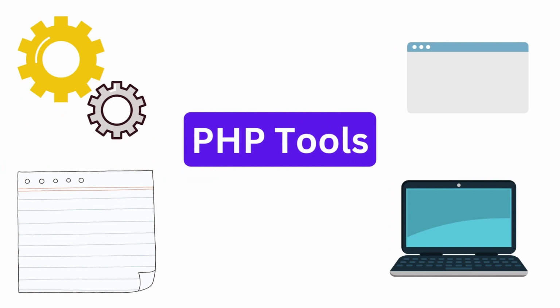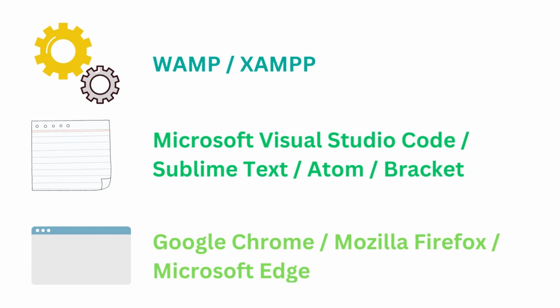We need software that can help us run PHP code on our local machine. Also, we need an editor where we can write the code. Finally, the browser where we can see the output. Here are our recommendations. 1. PHP software, WAMP is our recommendation. Alternatively, we can use XAMPP also. Both are easy to install and use.